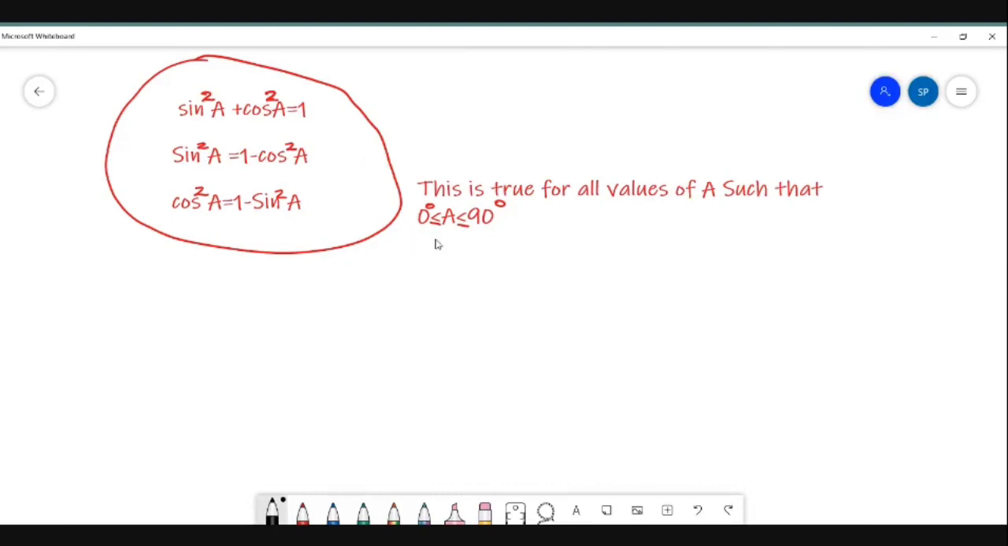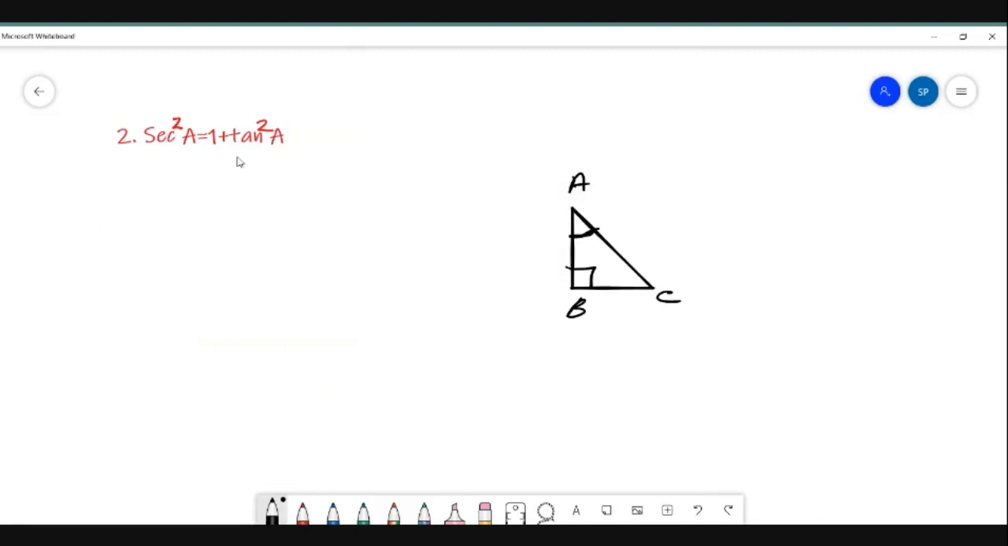Because we know sine 0 is 0 and cos 0 is 1. So, 0 plus 1 equal to 1. So in this case, it is true. And for 90 also it will be true, because we know that sine 90 is 1, whereas cos 90 is 0. The second identity is sec square A equal to 1 plus tan square A.